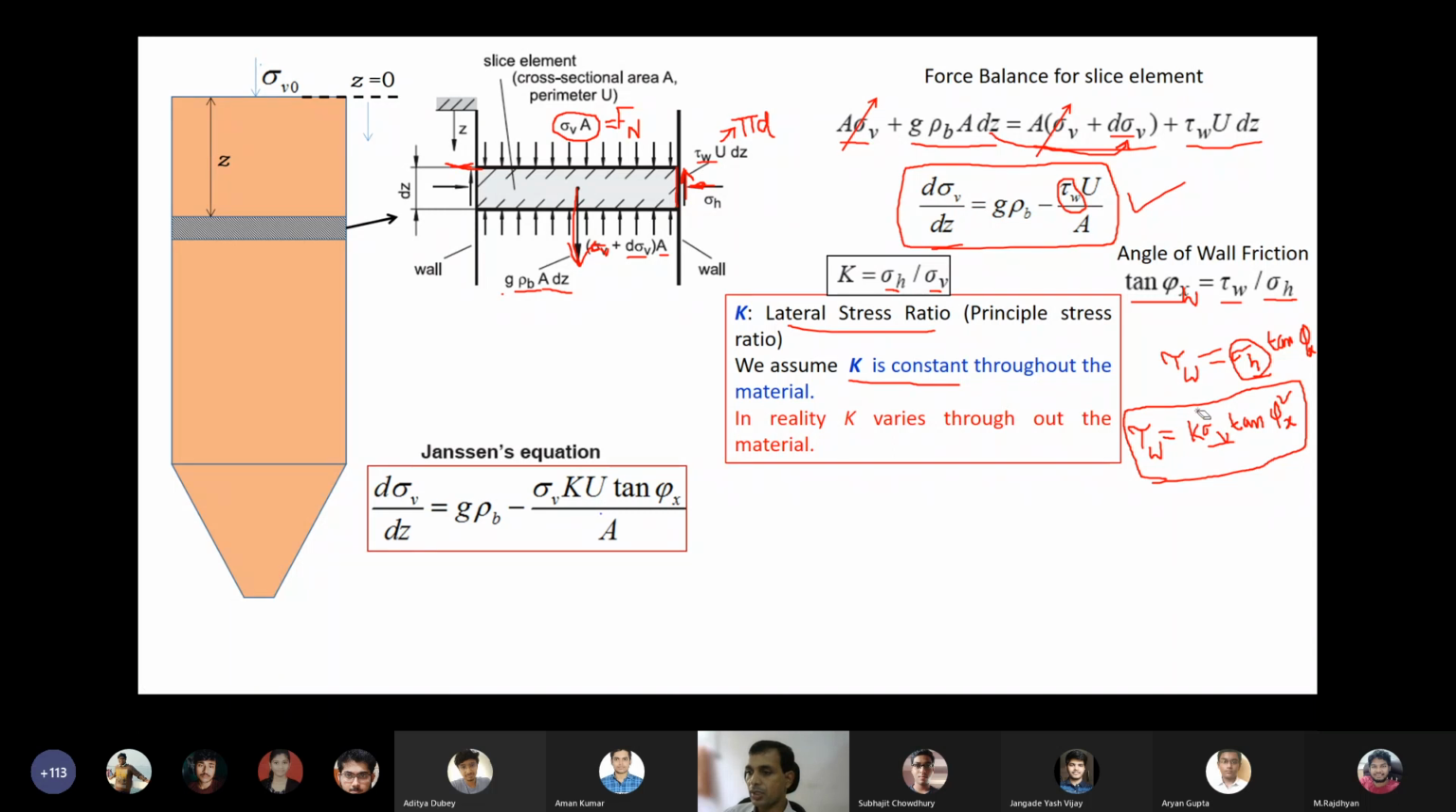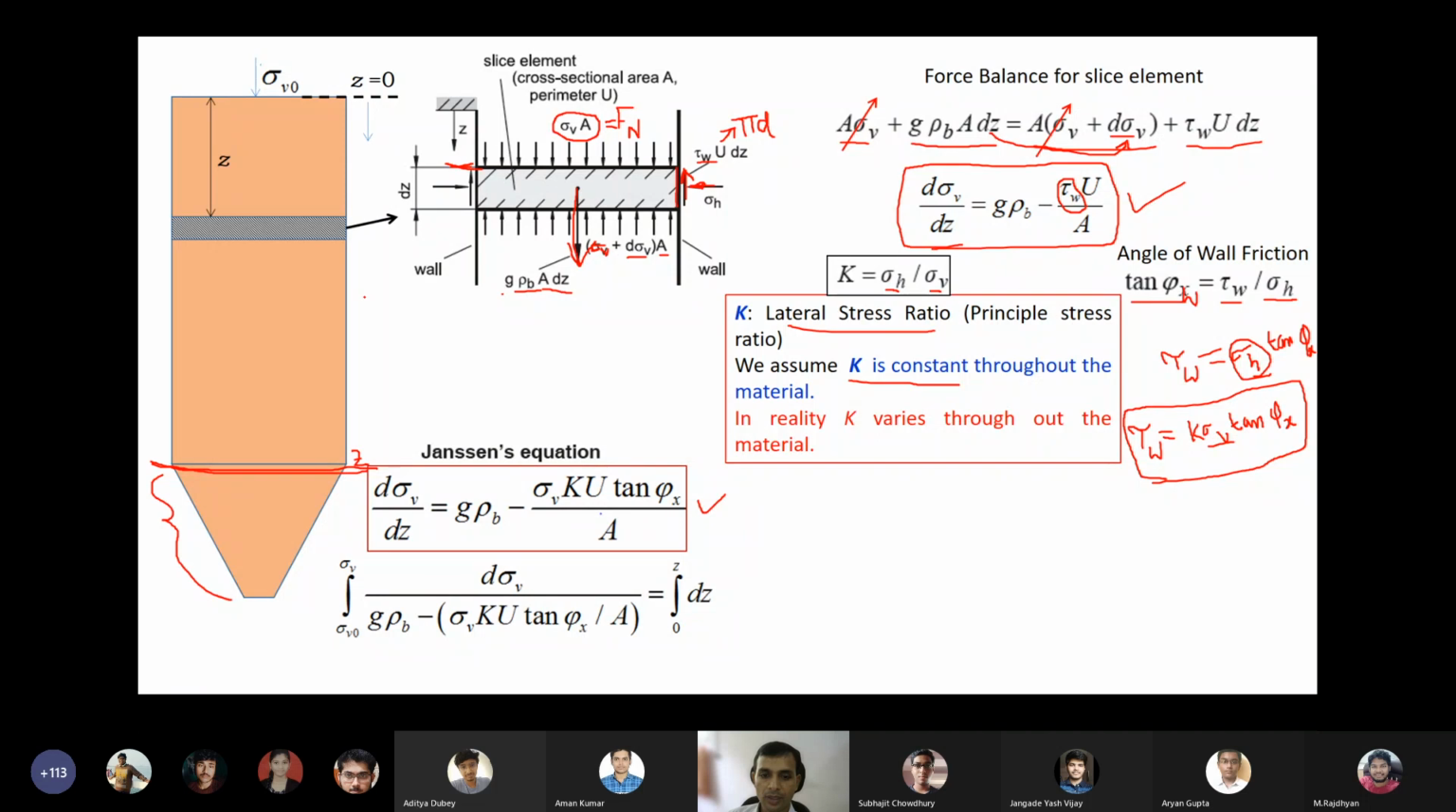In this formula, I have just substituted this. So you get this. If you substitute tau W as this one, you get this one. Obviously, we wanted to find out the overall stress profile, so we wanted to integrate from 0 to Z. Here we initially want to find out only for the top section. This derivation is only up to this part. So Z is here, 0 to Z.